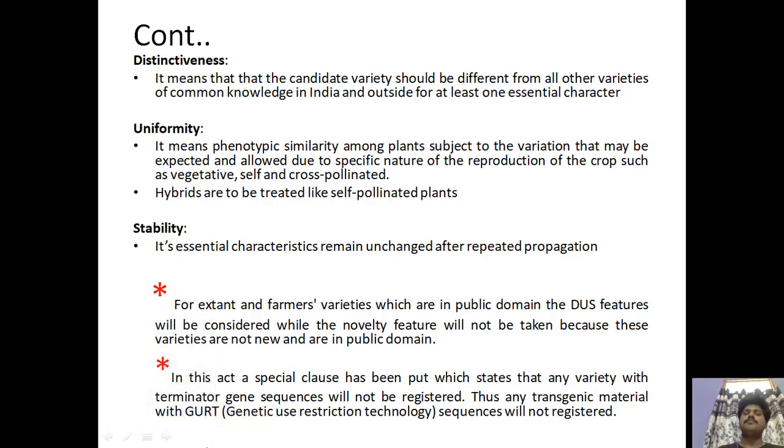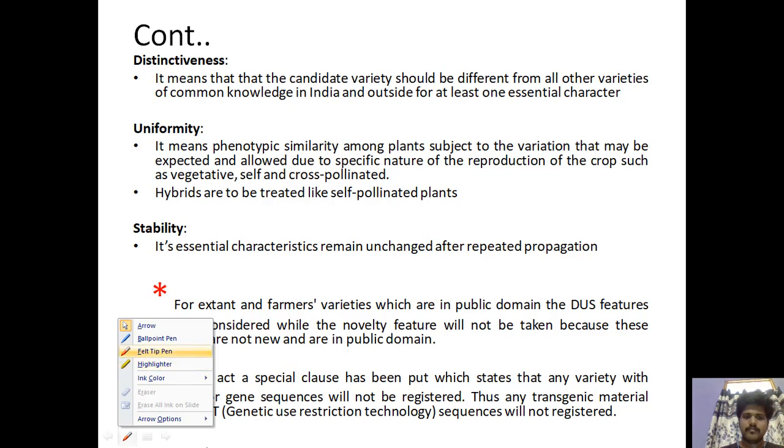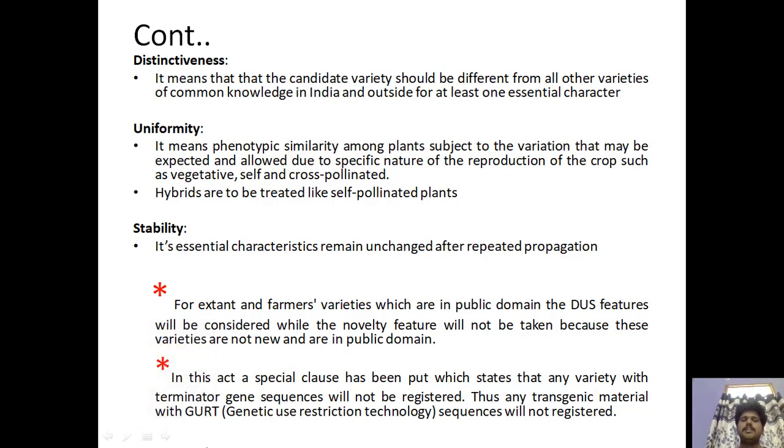Then uniformity. It means the phenotypic similarity among the plants, subject to the variation that may be expected and allowed due to the specific nature of reproduction of the crop, such as vegetative, self-pollinated or cross-pollinated. Hybrids are to be treated as self-pollinated plants while looking at uniformity. Then coming to stability, it is the essential characteristics that remain unchanged after repeated propagation.